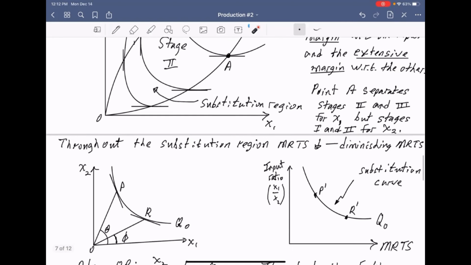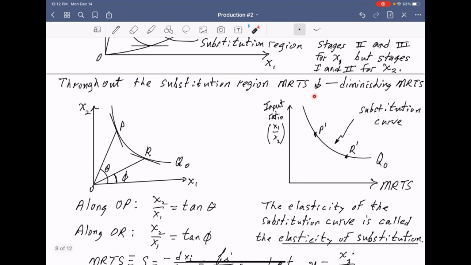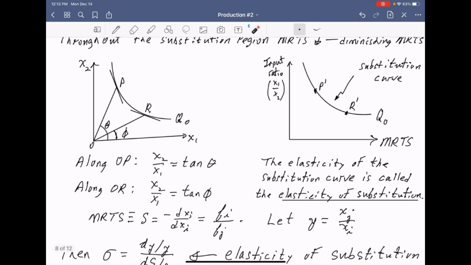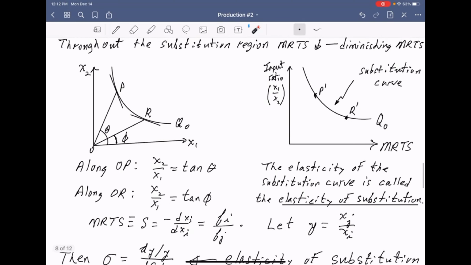Throughout the substitution region, the marginal rate of technical substitution is declining. So we have diminishing marginal rate of technical substitution. So let's look at this in a bit more detail. We have x1 and x2 on these axes. We have an isoquant here, and we've got 2 points, P and R. We draw a straight line from the origin to R and to P, and along the OP line, we find that x2 over x1 is equal to the tangent of this angle theta. And along the OR line, we find that x2 over x1 is equal to the tangent of phi.